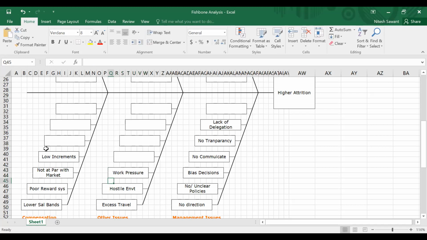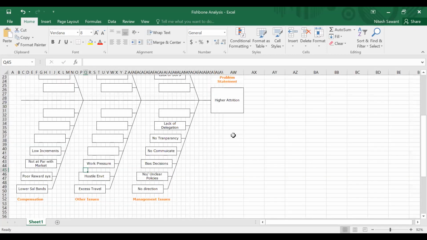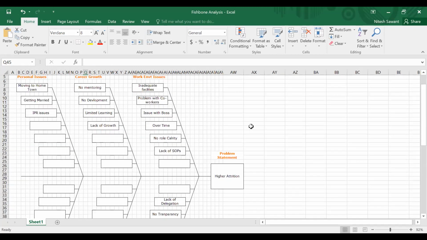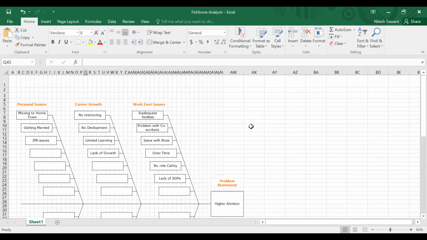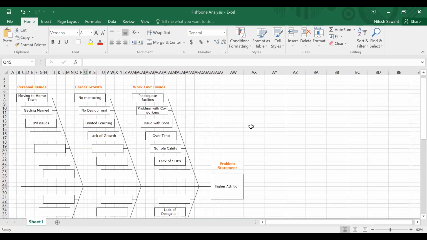So now I think we have fair enough data to ponder upon. Now, guys, once you have done this kind of analysis, we will have to find out the frequency.